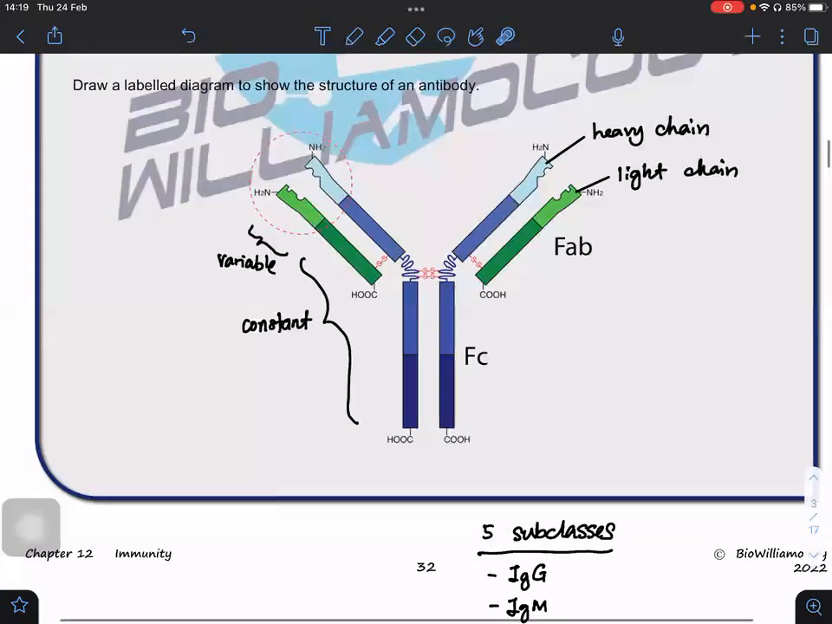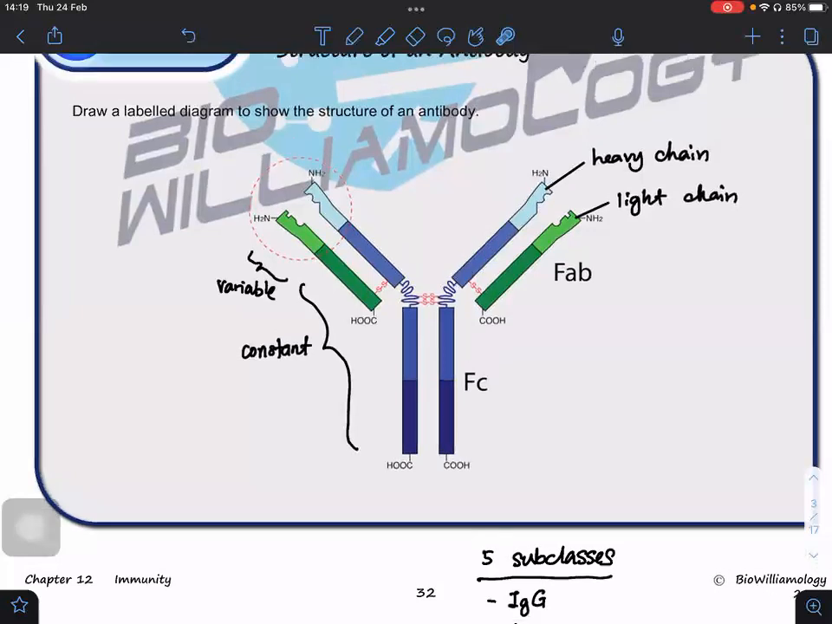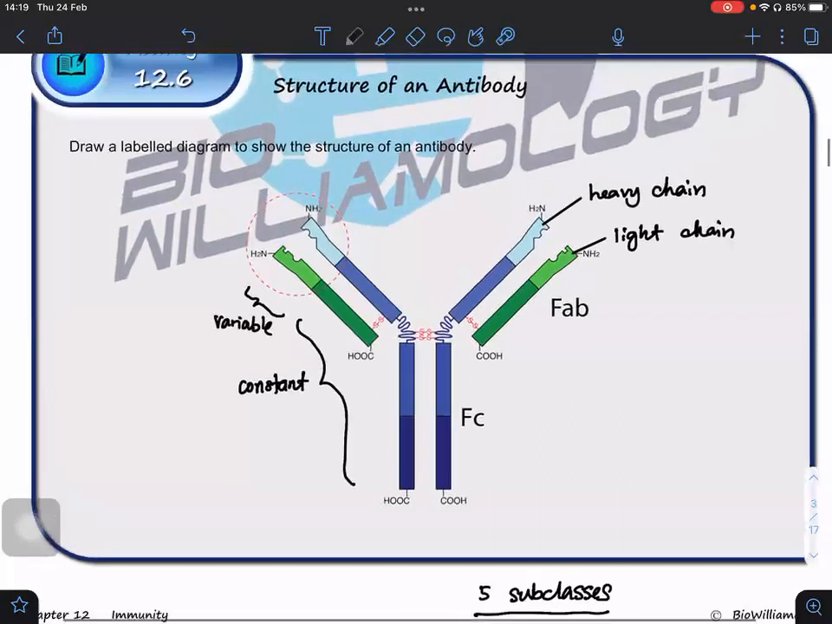Now, each antibody molecule will have 2 antigen binding sites. Are you clear? We have 2 in total. So another one's here. Antigen binding site. So we have 1 antigen binding site, 2nd antigen binding site.